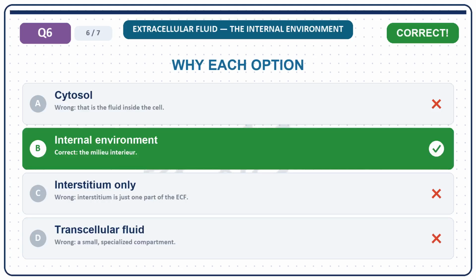And option B, internal environment. This is the correct answer. The Milieu Interieur. Let's move on to the next question.